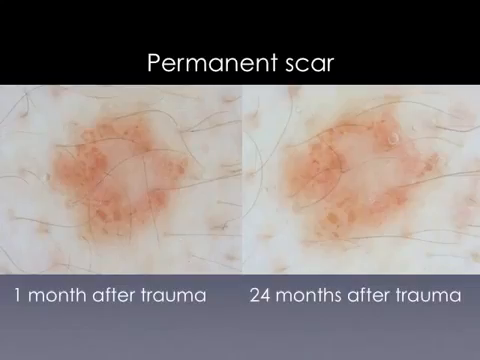Instead, here we can see a permanent scar. This was a nevus which had a trauma 1 month before, and at presentation we can see a structureless central white area in the middle of an otherwise globular nevus. This central white area persists for a long time and refers to a permanent scar.